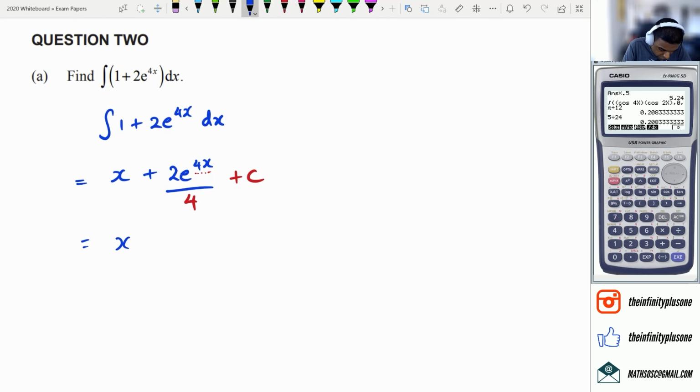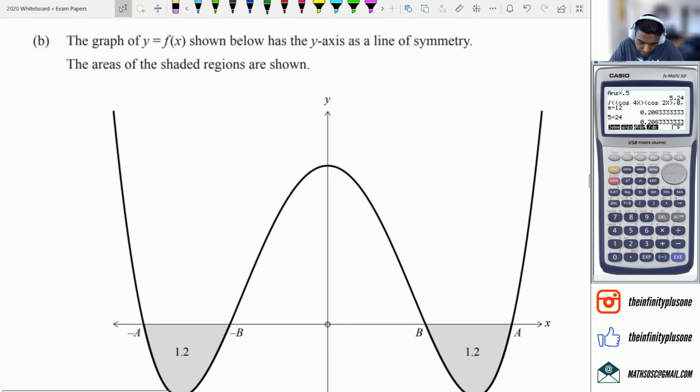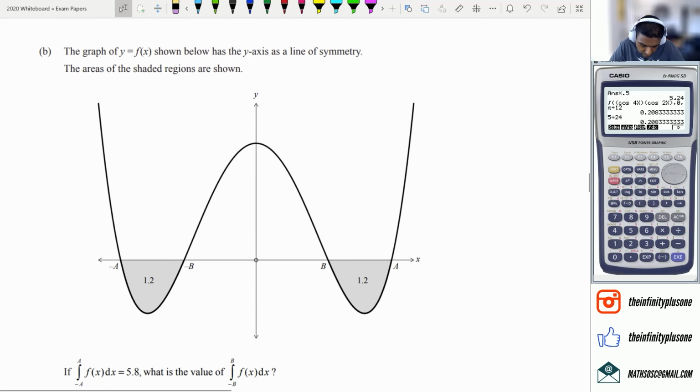So simplifying this, if you need to, you're going to get x plus 0.5 e to the power of 4x plus c. All right, lovely, lovely way to start the paper. Well, not the paper, the question. Get an achieved grade there for this. Moving on to number 2. Oh, should I say 1b?